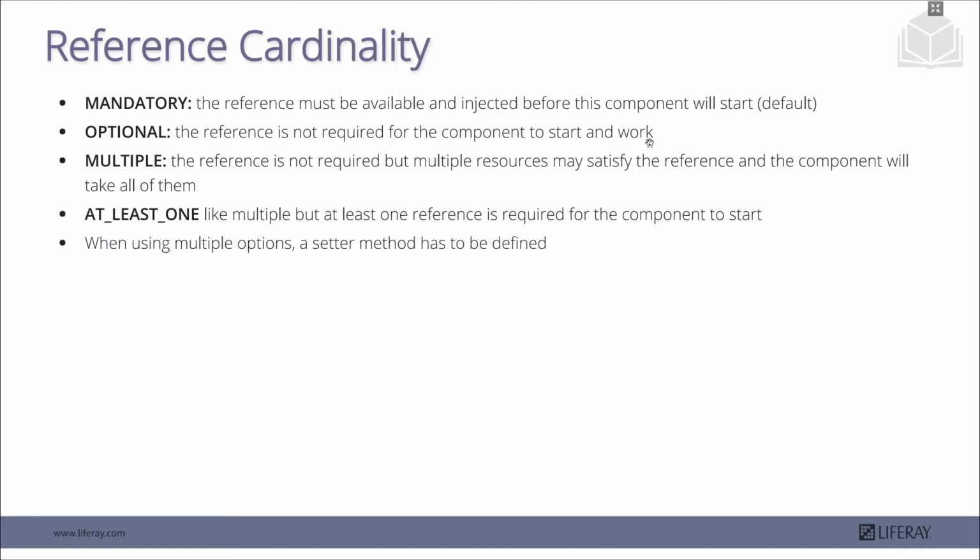Now, in the reference annotation, there are a couple of different settings that we can set in regards to what we call the reference cardinality. The whole idea of the reference cardinality is, will the component start if I'm able to get a reference or not? And so these different options basically tell us that. So the first one is mandatory.